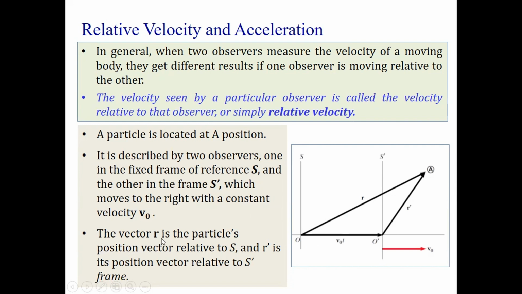The vector R is the particle's position vector relative to S, as you can see here. Similarly, the vector R dash is the position vector relative to S dash for the same position, measured from the origin O dash. You know very well that O and O dash are moving, and the distance between the two origins is changing, and this distance is V naught into t. So as the time progresses, the distance progresses.